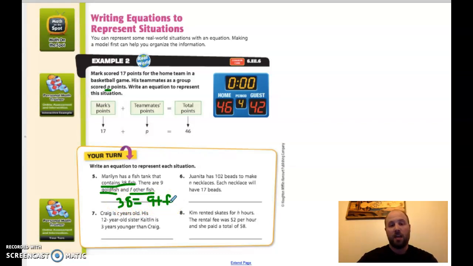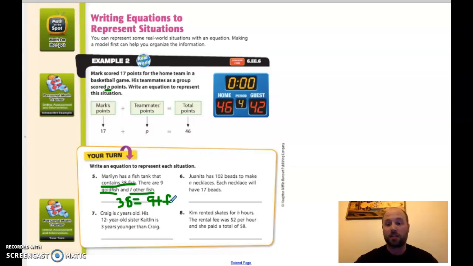Anytime you hear things like groups of or divided equally, that's when you're going to go, oh, I'm going to divide. Or groups of. Of tells us we're going to multiply. Or difference or something like that. Those are the key words that we talked about earlier in the year that you're going to look for to help you decide what you're going to do.